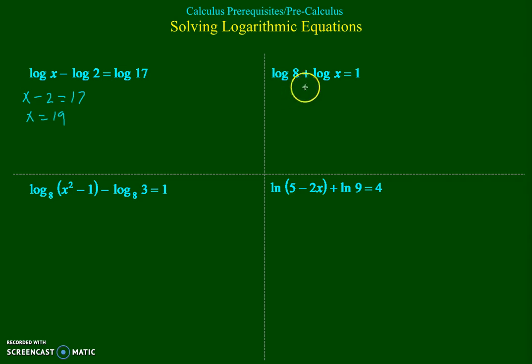Now looking at the next problem here, we can see that we have only logs on one side. So we're going to have to do something slightly different. We don't have the one-to-one property any longer that we can make use of. But we do have a sum of two logs here, and the logs are with the same base. So let's combine these with the sum property. Log of 8 plus log of x is the log of 8 times x, equals 1.